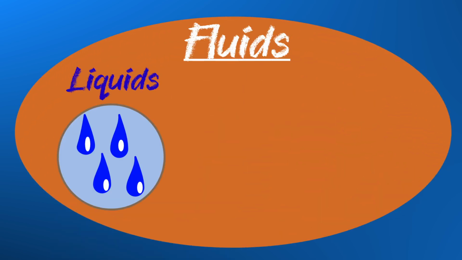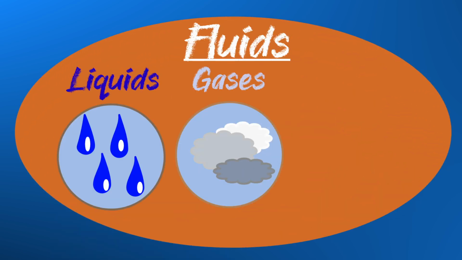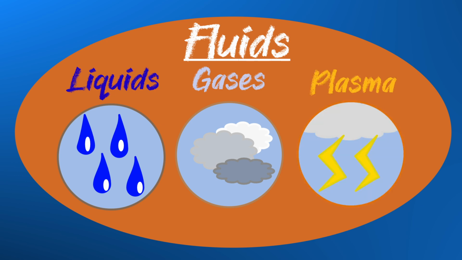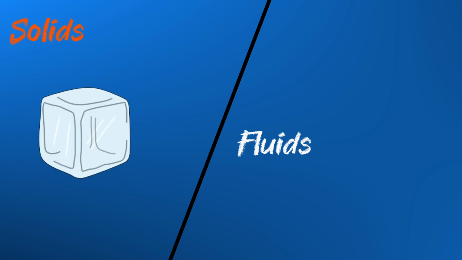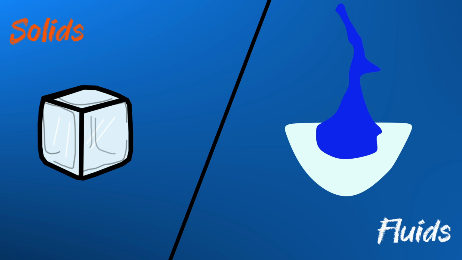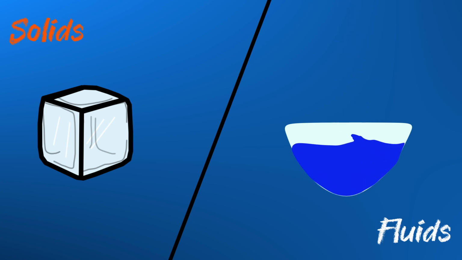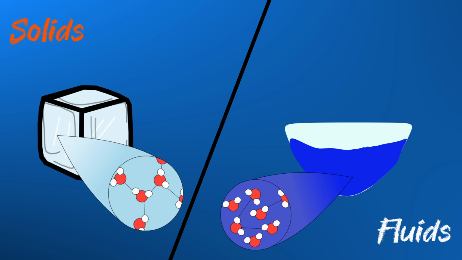Fluids, by definition, are any material that flows and takes shape of their container. Fluids include liquids and gases, and less talked about state of matter, plasma. We make clear distinction between solids and fluids. Solids, for the most part, have a relatively rigid and fixed shape, while fluids flow and adapt to the shape of their container. This is primarily due to the arrangement of atoms on a molecular scale.